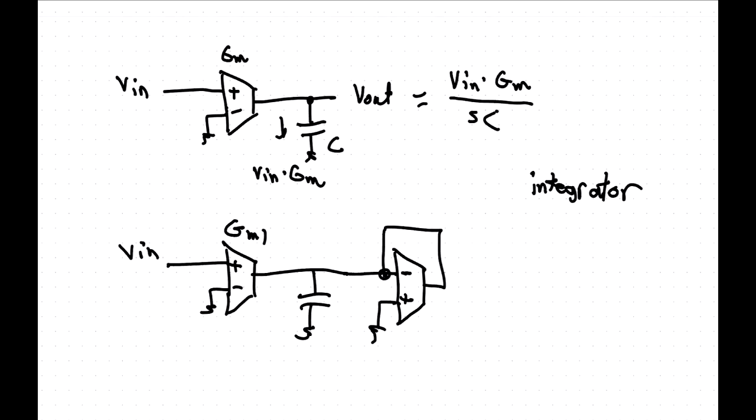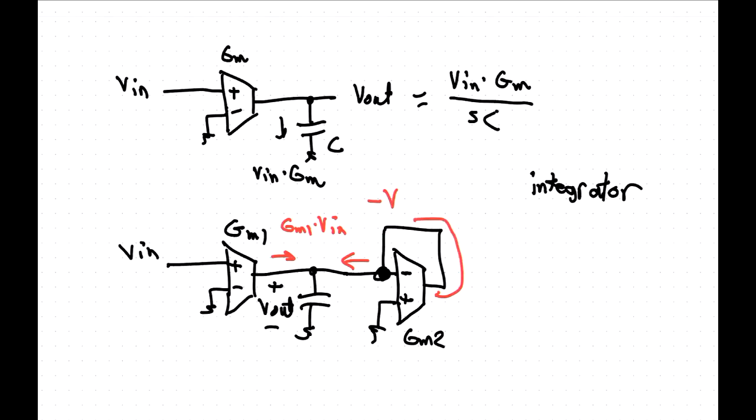So if you look at what we have here, GM2, well, the current that flows here is GM1 times V in, and the current that flows here is, so what is that? The current that flows there is minus V out, so there's still V out. Right? So if V out is negative here, we have current flowing.